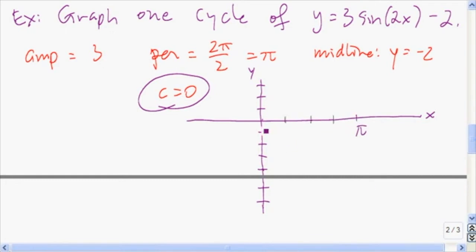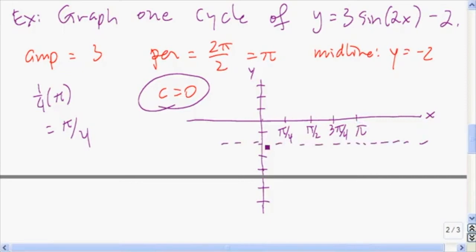Each one of these is 1/4 of the period away from one another, so 1/4 pi, or pi over 4. So starting at 0, we go pi over 4, then another pi over 4, then another pi over 4. Okay, so these are going to be the key points where we hit the midline, the max, and the min. So then we draw the midline. And then from here, we go up the amplitude and down the amplitude. Okay, so this means our graph is going to range from -5 up to 1.